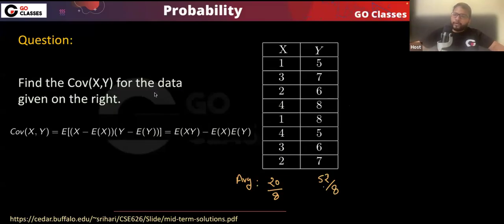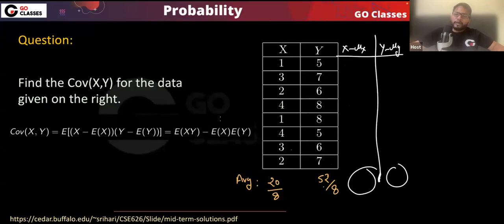Maybe you can make one more column if you want to. Let me take one more column, x minus mu x, and one more column, y minus mu y. So you can subtract x minus mu x and then take the average of these and then multiply. Then let's have one more column, where maybe you can multiply.